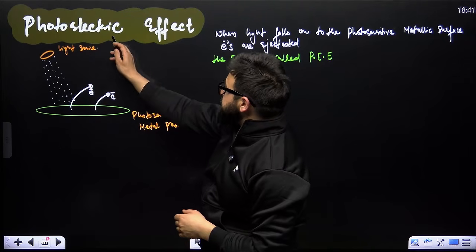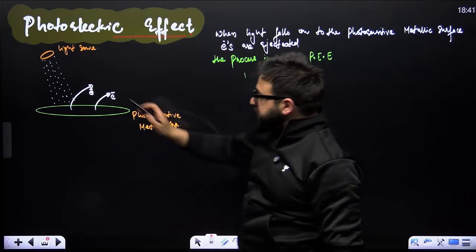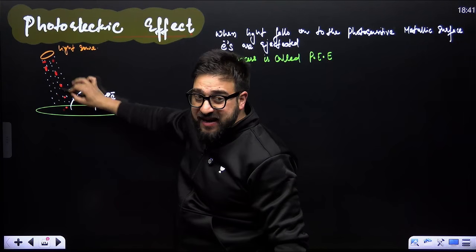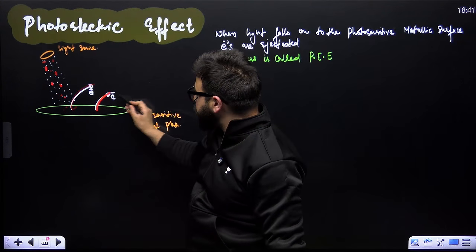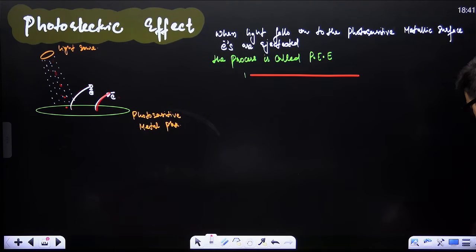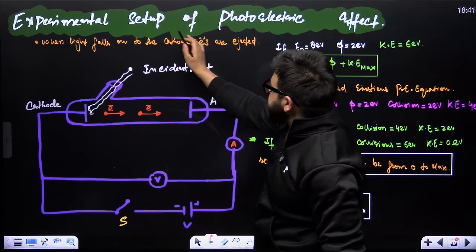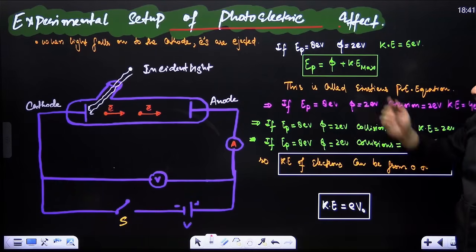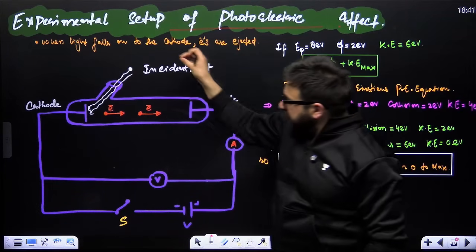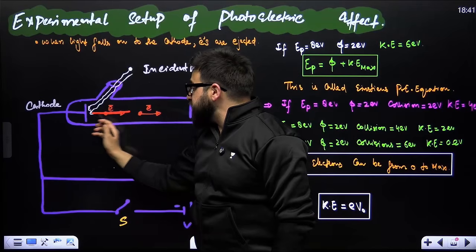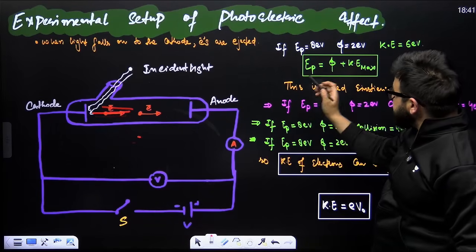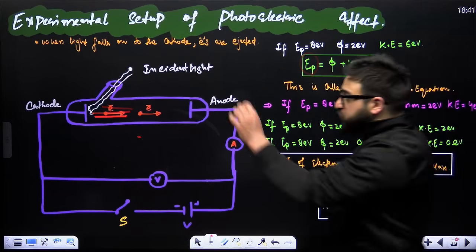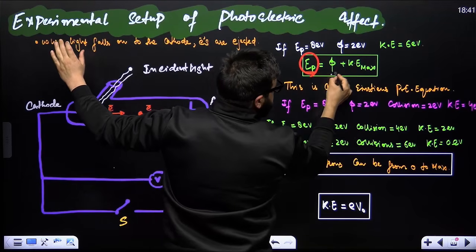Now, my dear NEET aspirants, we have the photoelectric effect. The photoelectric effect is when photons fall on the metal surface, light falls on the metal surface, and electrons are ejected from the metal surface. This phenomenon is called the photoelectric effect. Then we say the experimental setup of photoelectric effect. When a photon falls on the metal surface, the energy of a photon is used in the work function.